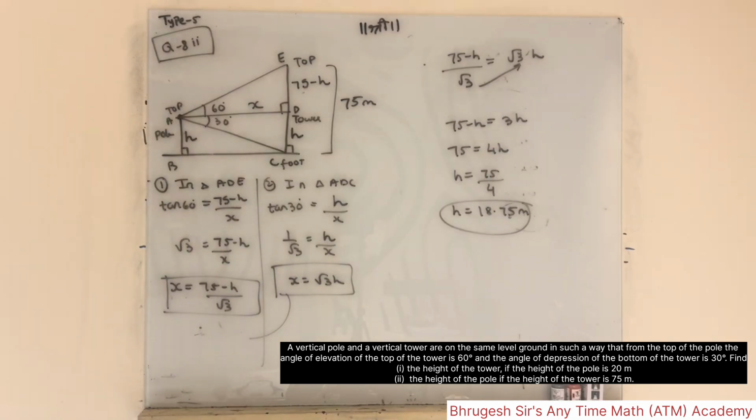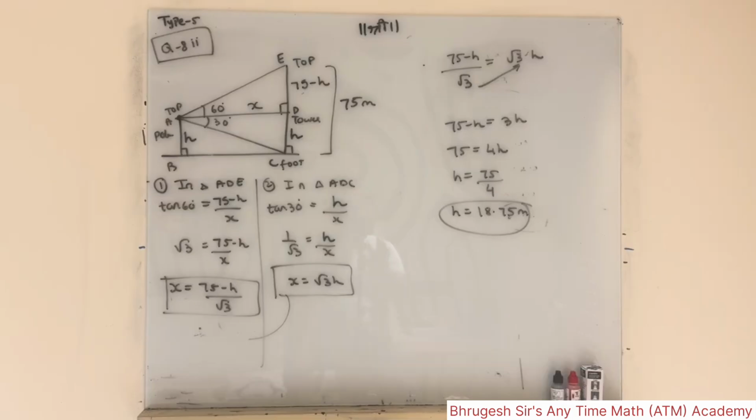Okay. Question number 8-1 and 8-2. In question number 8-1, we need to find the height of the tower given the height of the pole. And in the second case, we need to find the height of the pole given the height of the tower. Hope you understood, my children. Please pause this video and try to solve these first two sums on your own.